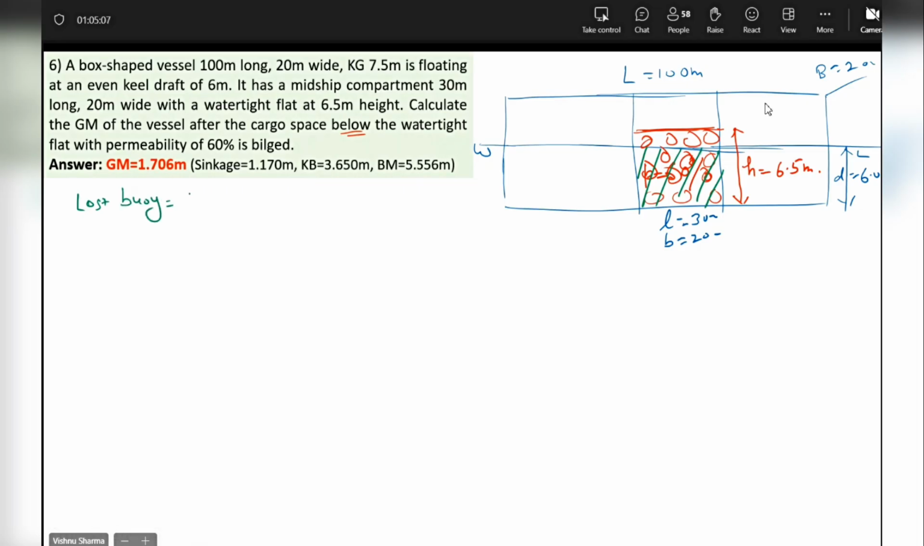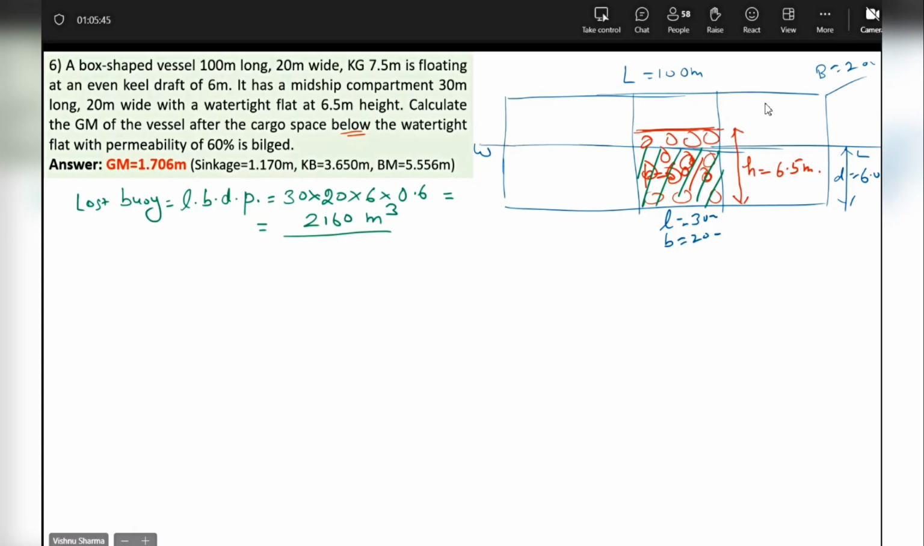which in this case is L B D into permeability, which will be 30. Can somebody keep the calculator handy, beta? 30 into 20 into 6 into permeability is also 0.6. So how many cubic meters is the volume that we have? 2160. 2160 cubic meters is the buoyancy lost. Guys, anybody who does not agree with the buoyancy lost, let me know. You should not have problem with these basic issues.